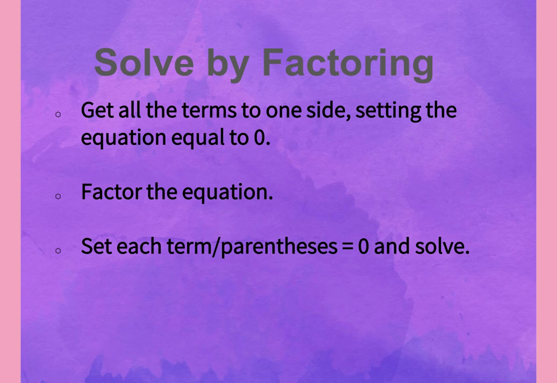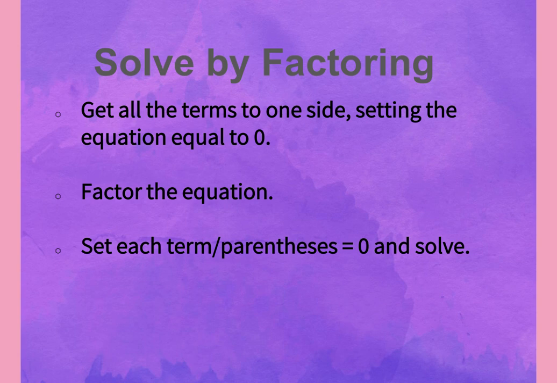If you are factoring, then we're going to get all the terms to one side. So for me, as soon as I see an x squared and an x, I know I'm probably going to at least try to factor it first. And so I get everything to one side. And then you're going to factor the equation whichever way you can. So whether that's factoring out the greatest common factor or difference of two squares or perfect square trinomial, any of the ways that we reviewed last week to factor, you'll factor it.